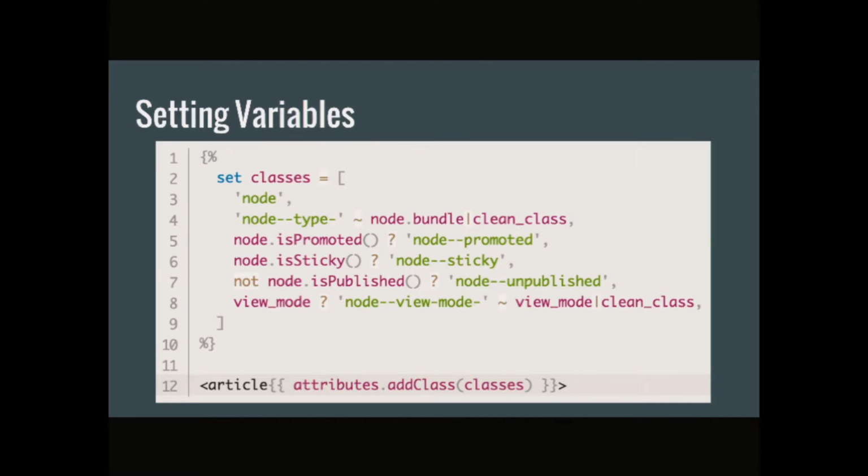We can also add things to the array conditionally. For example, we are checking if the node is promoted. If yes, add the node promoted class. Otherwise, do not add that class. And the same with sticky. We can also check the negative of a condition. So if the node is not published, add that class. And if we have a view mode established, add a view mode via concatenation. And once we have the class, we can, as I said before, print it or do any other operation that we want with that class or with that variable.